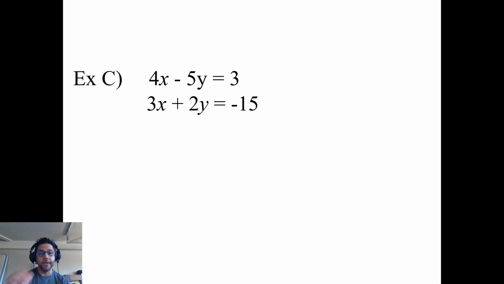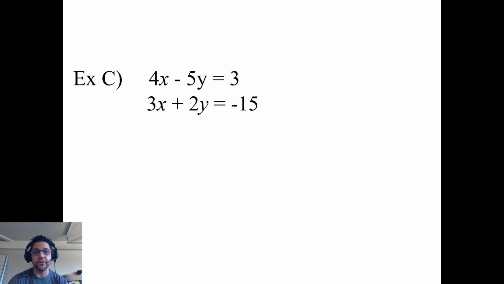All right, looking at this one here. Hey, I got opposite signs. That's good. Looking at my digits. X's, 4 and 3 can become 12. Y's, 5 and 2 can become 10. So 10 is definitely better than 12, and they're already opposite signs. So I'm going to say let's eliminate the y's.